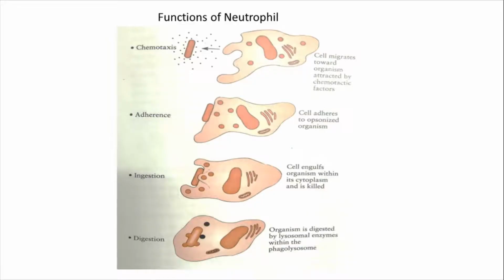The functions of neutrophils are classified into four major types: chemotaxis, adherence, ingestion, and digestion. This is collectively called phagocytosis. Once again, I'm telling you, neutrophils are majorly involved in phagocytosis. The phagocytosis process is classified based on function: chemotaxis, adherence, ingestion, digestion.